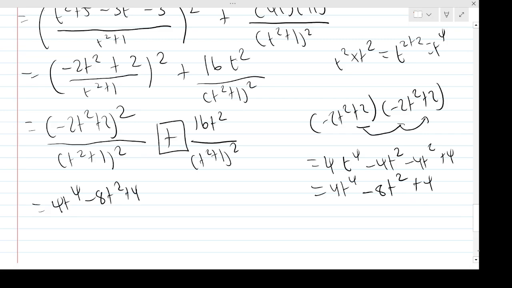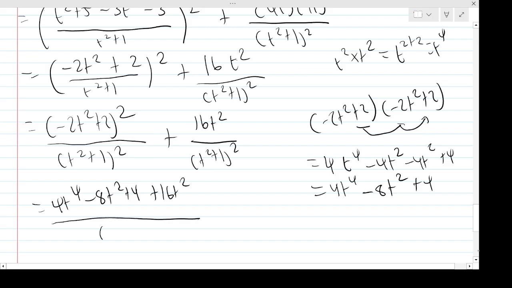And remember, I'm adding two fractions and they have the same denominator, so I can simply bring them together and add 16t squared. And that would be all over t squared add 1 all squared.